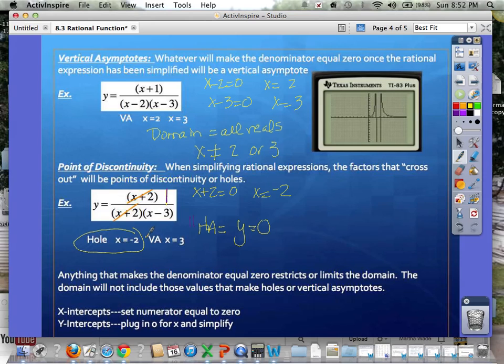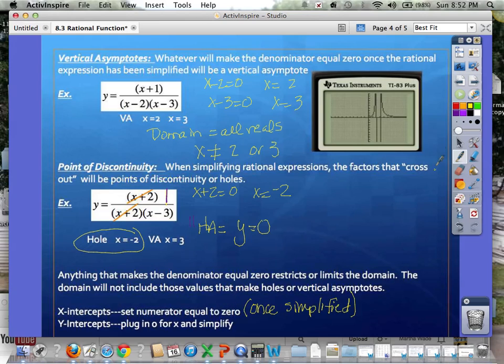Okay? Now, something else that they may ask you to do with these rational expressions is find the x-intercept. So what you're going to want to do is set the numerator equal to 0 once it's simplified. Okay, make a note on here: once simplified. All right, then you can find the x-intercept. And then the y-intercept, you'll plug in a 0 for x and simplify.